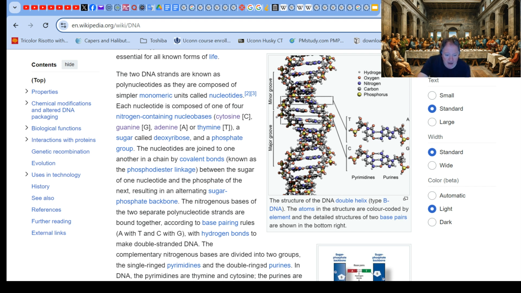Okay, so the pyrimidines are single ring. The purines are double ring. The purines are the ones that have the higher status. They wear 2 rings. 2 rings says you got more power, right? Lord of the Rings.